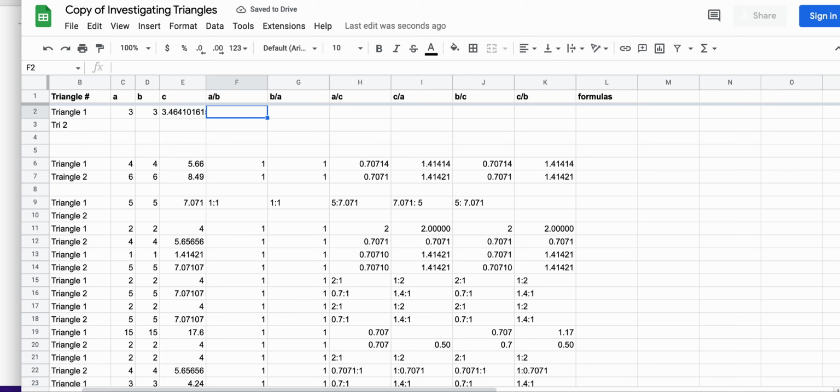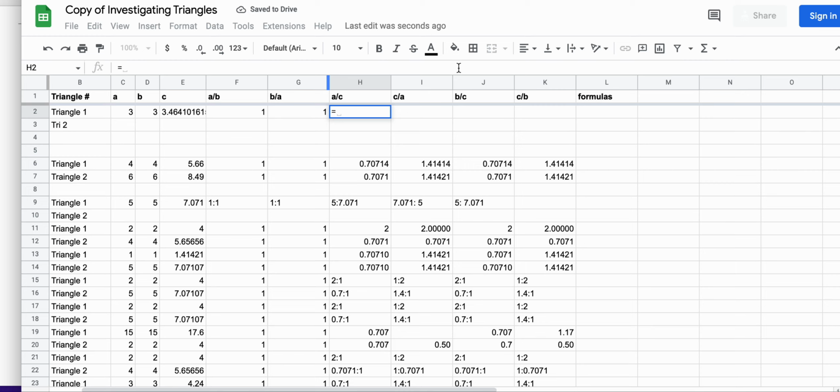And A divided by B. Okay, so notice that we want to pull up this number here, which is in column C and row 2. So we can write that as C2 divided by D2. Okay, so that's this divided by this. It's 1. We can also do it this way. So B divided by A is D2 divided by C2. Okay, and so that's one way of doing it.